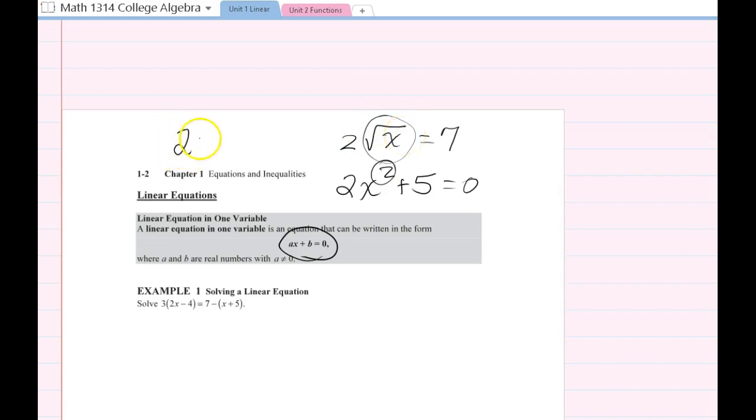However, if I had 2y squared plus x equal to 3, we can see that this is a linear equation if I am solving for x. It is not a linear equation if I'm solving for y. So whichever variable we are looking for does not have an exponent, then we can say that that equation is a linear equation in terms of that variable.